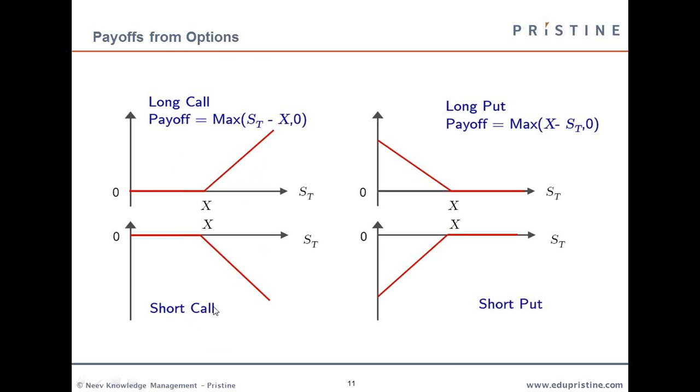From a seller's perspective, we can see that it's exactly the opposite. When the payoff is 0 here, it's 0. When it is positive, this guy is gaining, so this fellow will lose. So for this guy, if it is +5, it will be -5 for the seller. Similarly, we can have in case of put option also. It's exactly the opposite.